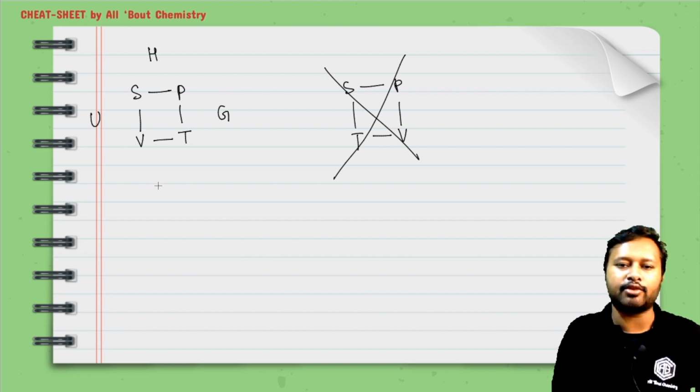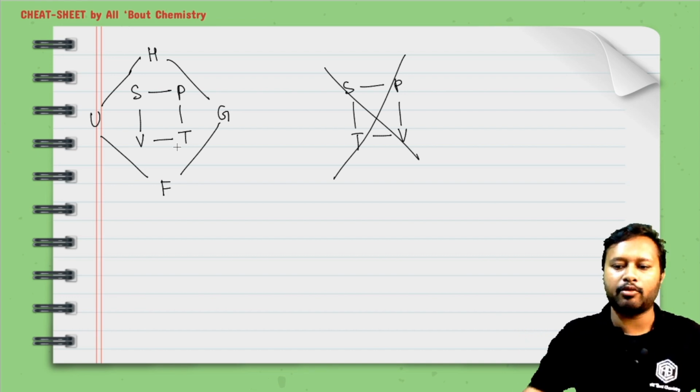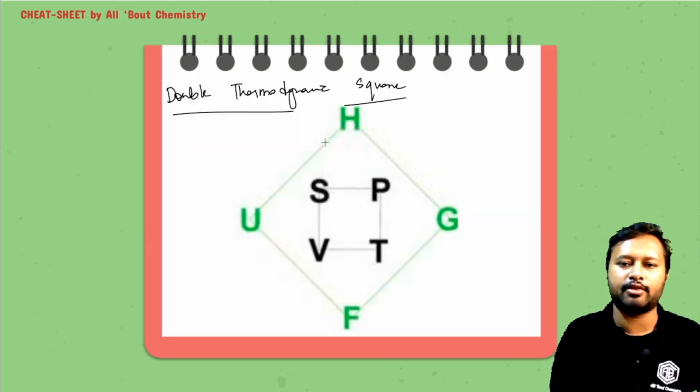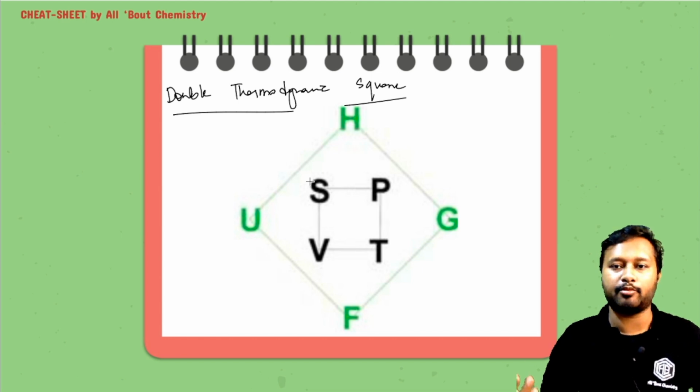And at the last you will have just one term, that is S. So just join them, and this is how your thermodynamic square is now created. Okay, so you have just got your thermodynamic square like that, the double thermodynamic square.